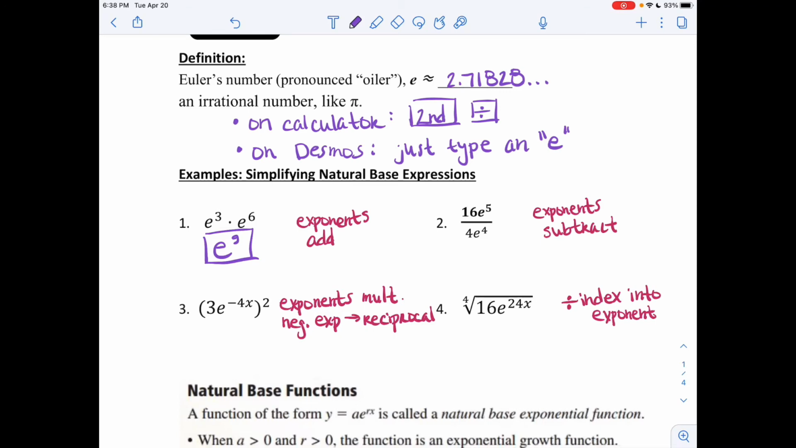If we're dividing, then our exponents will subtract, just like if e had been any other variable like an x. We'll have 16 over 4 is 4. e to the 5 divided by e to the fourth. Well, 5 minus 4 is 1, so that just gives me a 4e.